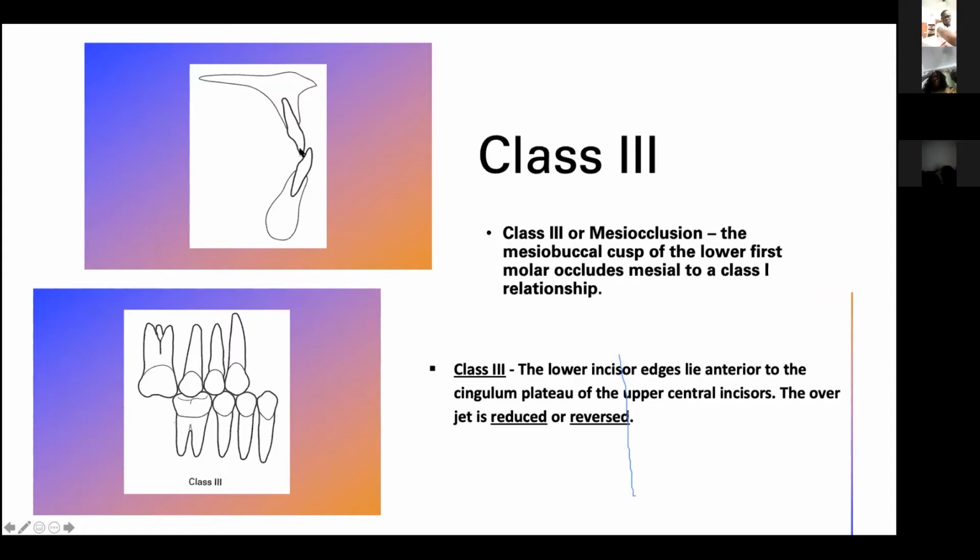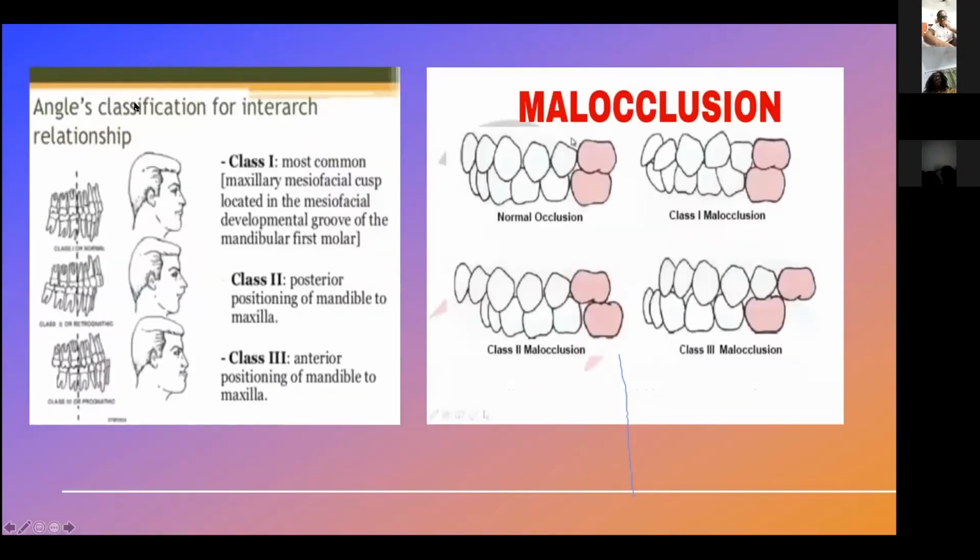So now we can see that obviously if somebody is born with a class 3 malocclusion, they will have a profile, which I'll show you guys, or something like this.